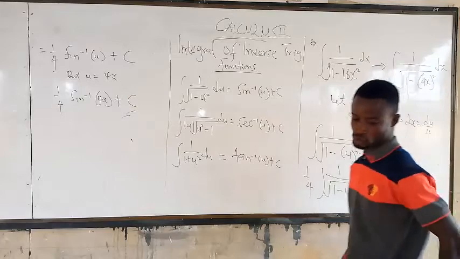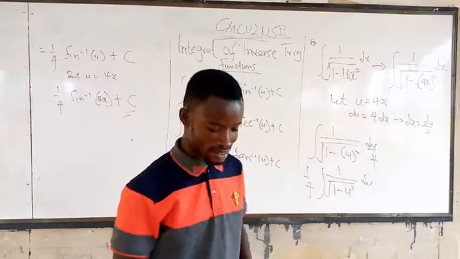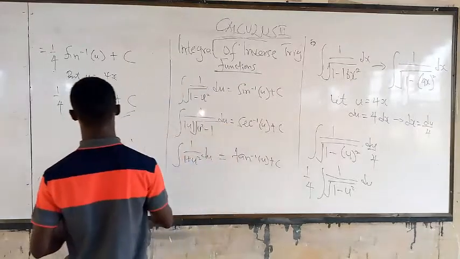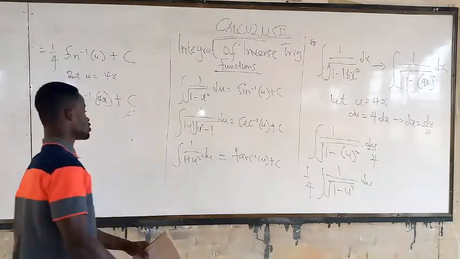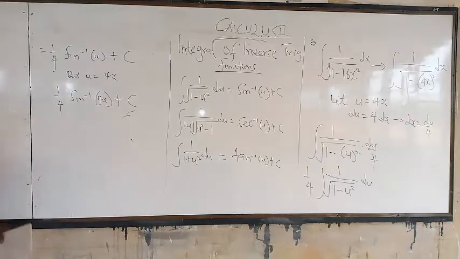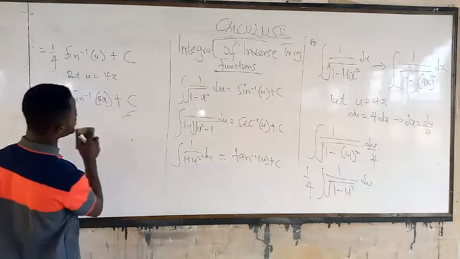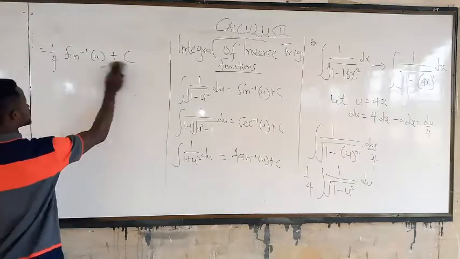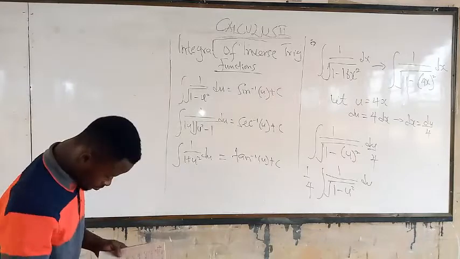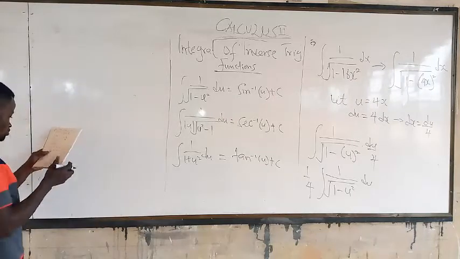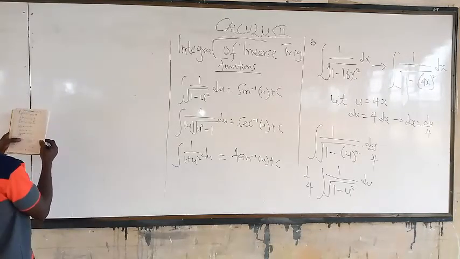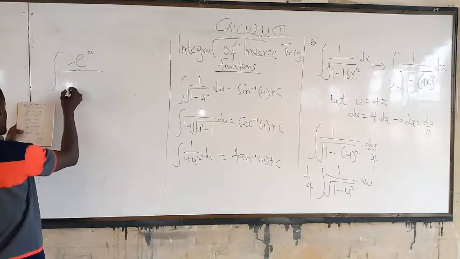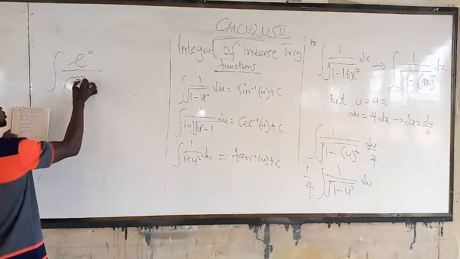Alright. So let's look at our second example. Make sure you write it. Are you done? Alright. I want to start solving from here and go to the right hand side. Okay, let's have the integral of e raised to the power s over e raised to the power 2s plus 1 ds.